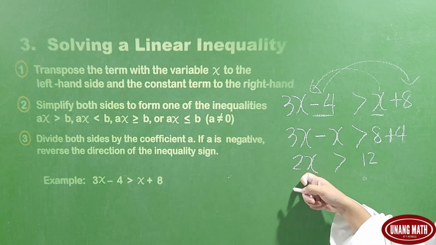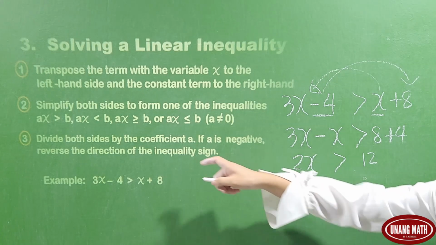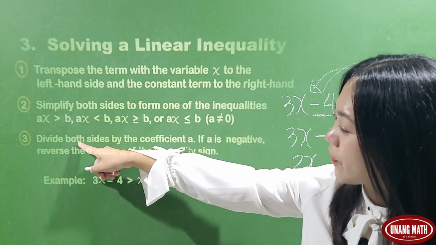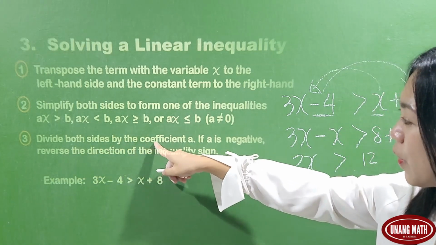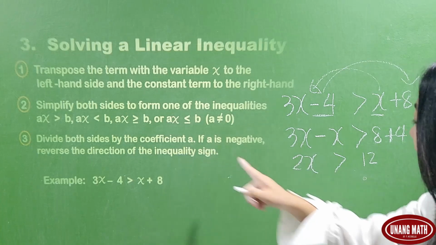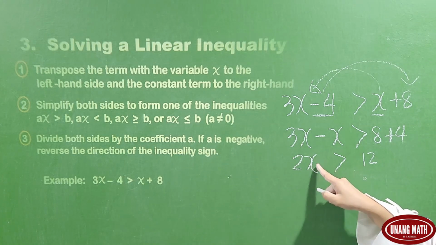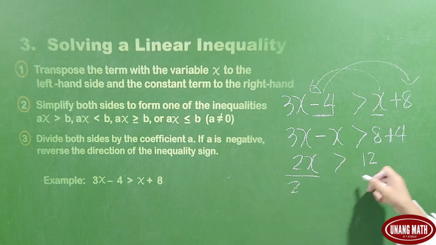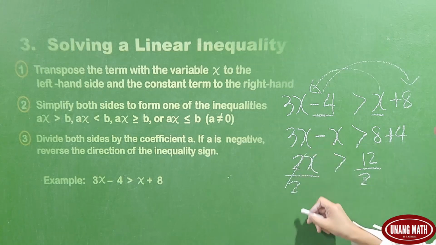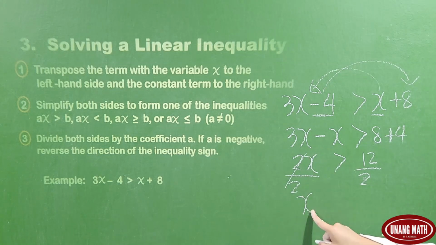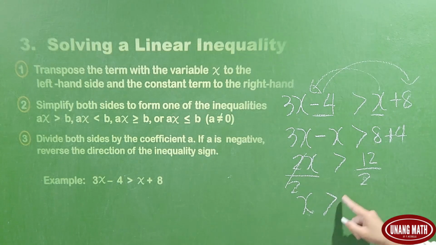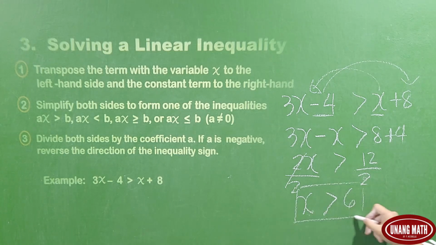And to find the values of x, the third step is dividing both sides by the coefficient a. The coefficient of the variable x here is 2. So we will divide both sides of this inequality by 2 to find the values of x. So x is greater than 12 divided by 2, which is 6. So x is greater than 6.